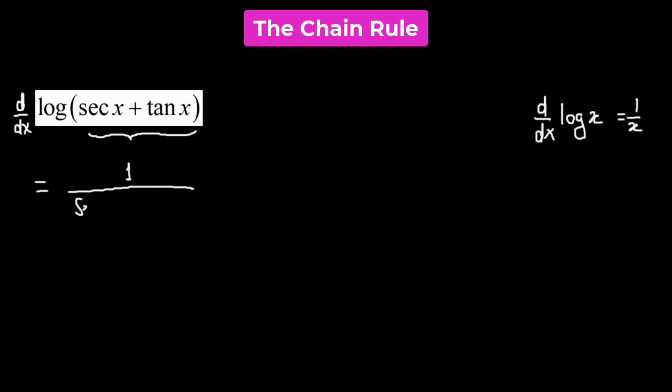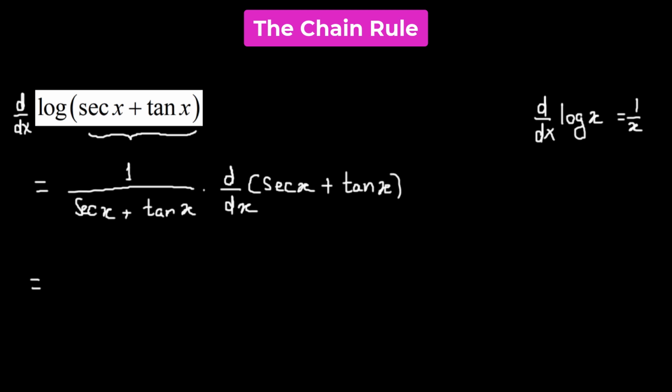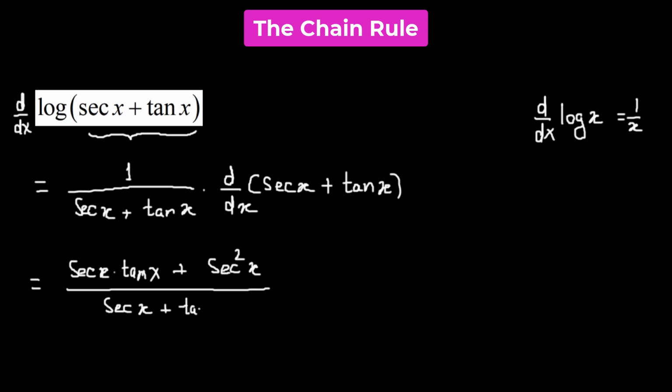So x here is secant of x plus tangent of x. But since it is not x, what we have to do is multiply it by the derivative of our assumption, which is secant of x plus tangent of x. Now we find the derivative. So the derivative of the secant function is secant of x times tangent of x, plus the derivative of the tangent function, which is secant squared x, whole divided by secant of x plus tangent of x.